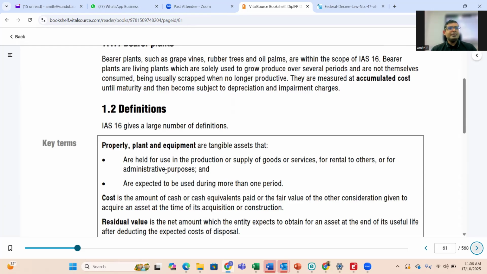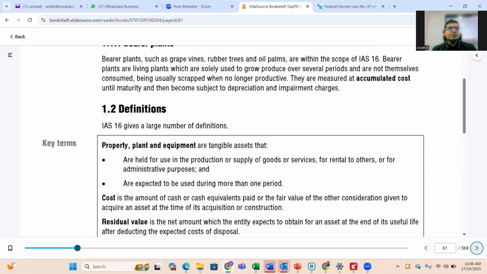I think you might be very aware of this definition. So, can you give me some examples of assets held for use in production? Machinery, plant and machinery in a manufacturing sector. These should be tangible assets which are held for use in production or supply of goods and services.